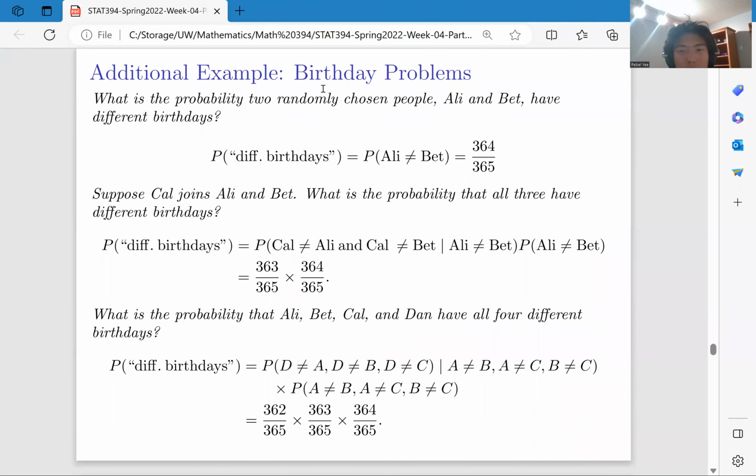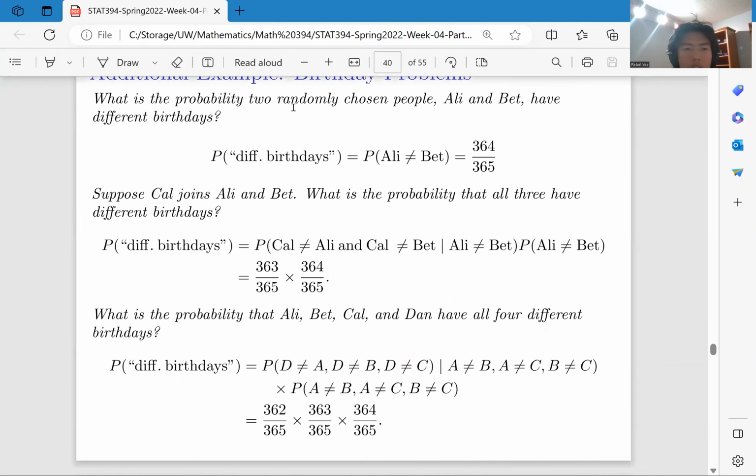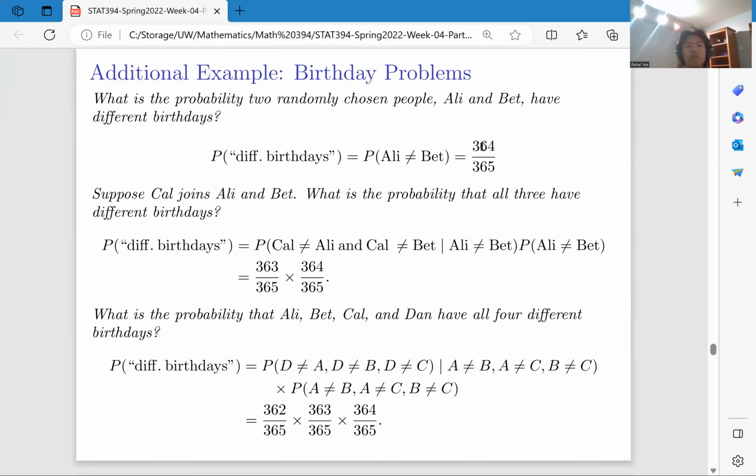Another example is the birthday problem. What's the probability that two people, Ali and Bet, have different birthdays? The probability that Ali is not equal to Bet is 364 divided by 365. This is because, let's say Ali is the first person. He can have a birthday on any date, so there's a probability of 1. But Bet cannot have the same birthday as Ali, so his birthday must be any date except Ali's birthday. So it's 364 divided by 365.